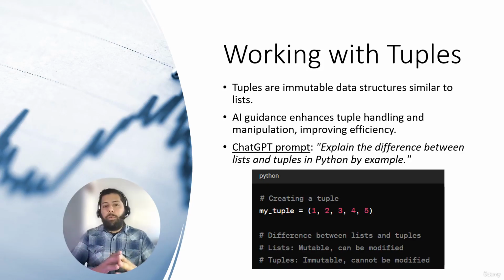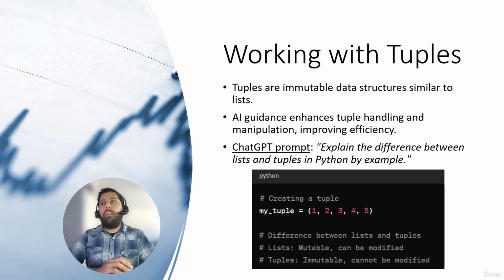Then you have tuples. Again, tuples are similar to lists. The only difference is they're immutable data. So in this case, you can't change the data that's built into a tuple. And notice, instead of brackets, which lists use, a tuple will use parentheses. So do keep that in mind just to distinguish the difference there. But AI guidance will help us to handle tuples better and offer more efficient approaches when using tuples.